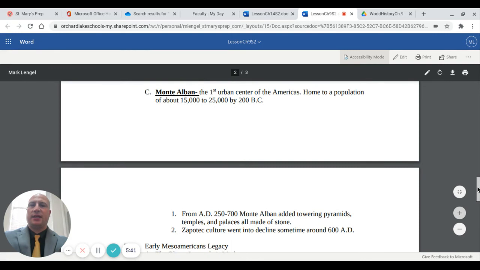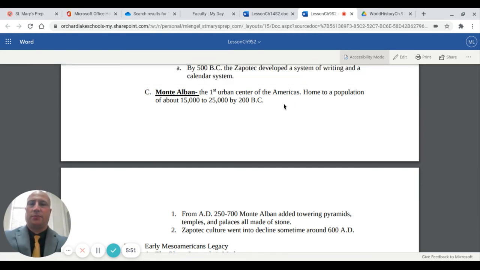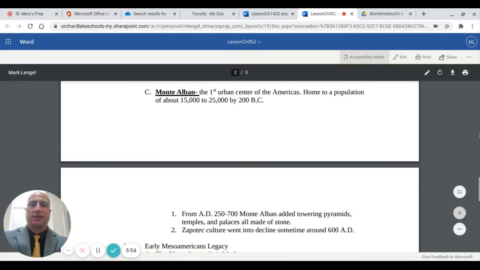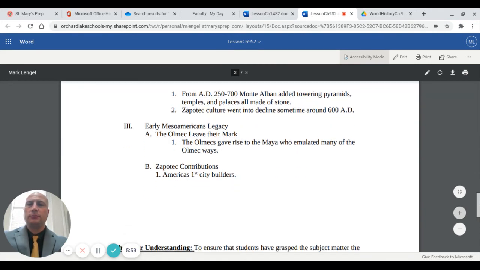Now, the city of Monte Alban is classified as the first true urban center of the Americas, and it was home to a population of between 15,000 and 25,000 by 200 BC. That is a pretty major epicenter of population at that time period, especially in the Americas. Point number one is that from AD 250 to 700, Monte Alban added towering stone pyramids, temples, and palaces. The Zapotec culture went into decline sometime after 600, and for reasons that we are still investigating through archaeological studies.